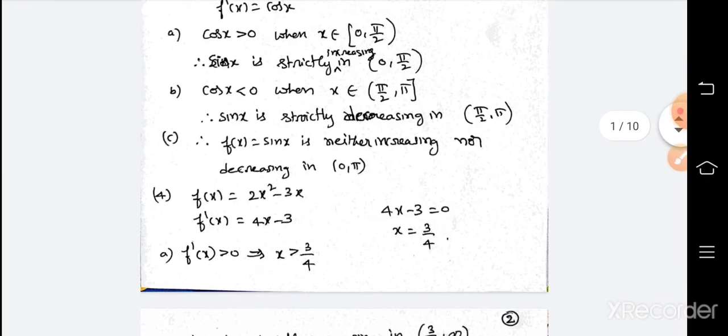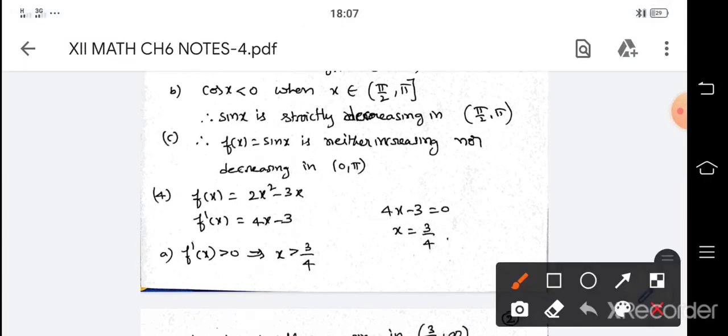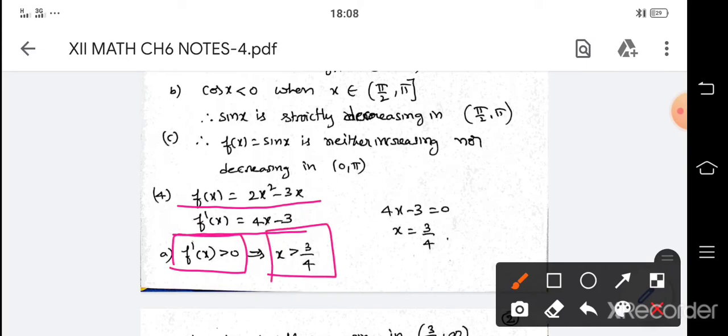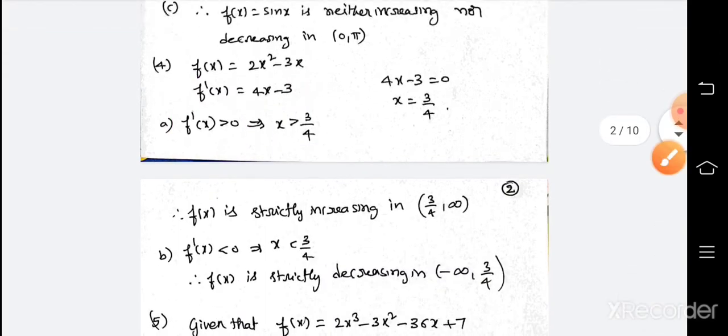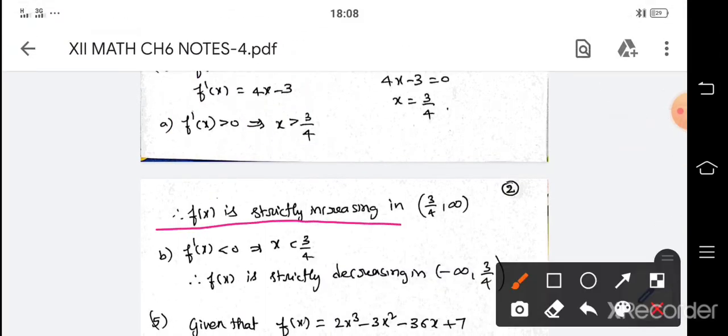Fourth question now. Find the intervals in which the function f given by f of x equal to 2x square minus 3x is strictly increasing, strictly decreasing. They are asking us to find out the intervals, right? So f of x is 2x square minus 3x. Find out f dash of x, which is 4x minus 3. Take f dash of x greater than 0, then x is greater than 3 by 4. Therefore, f of x is strictly increasing in the open interval (3 by 4, infinity).